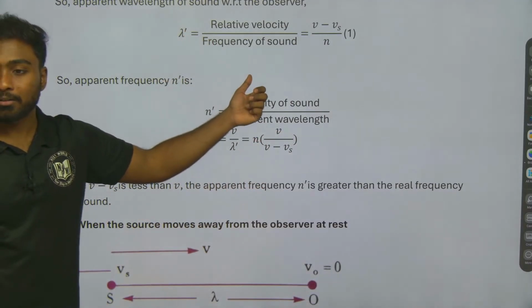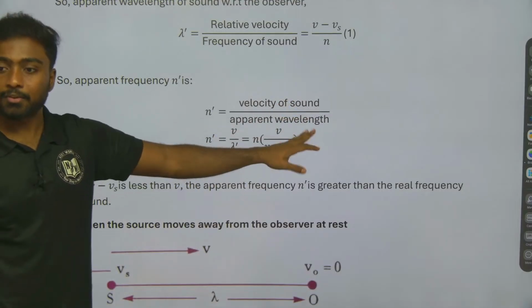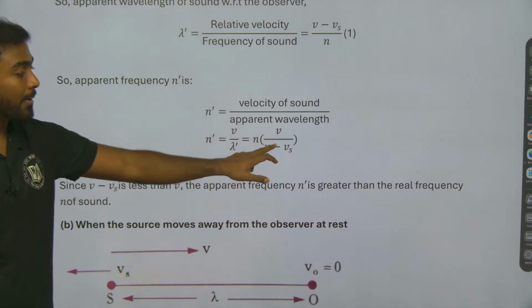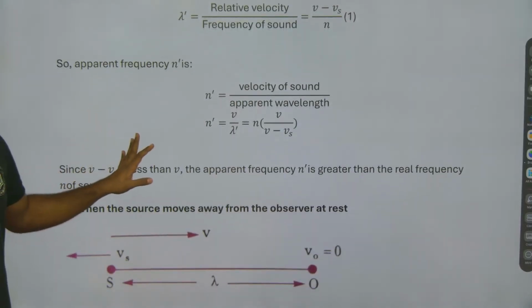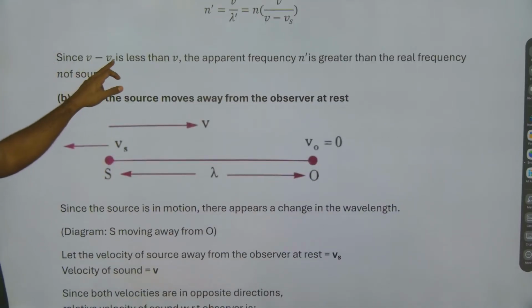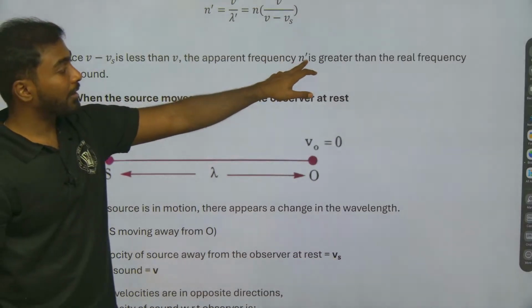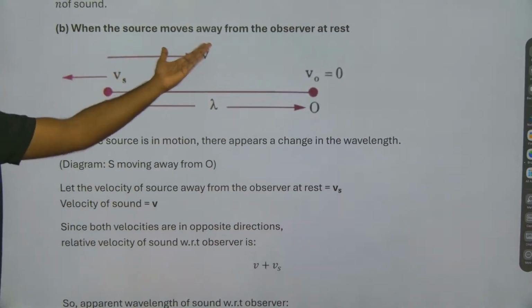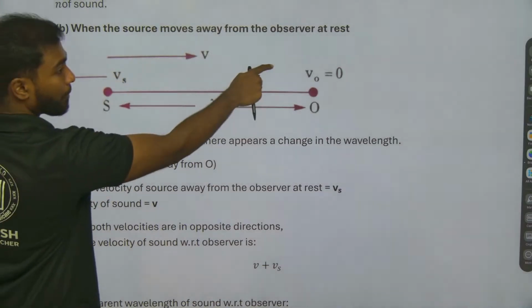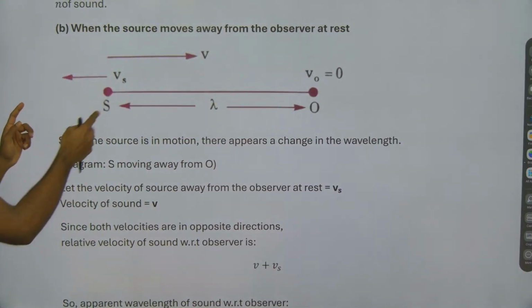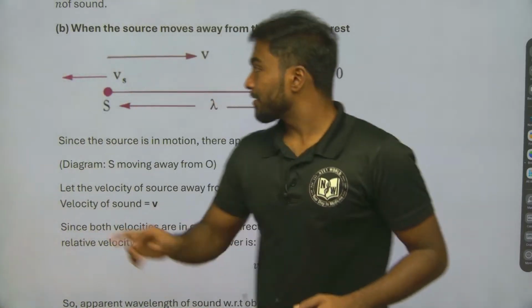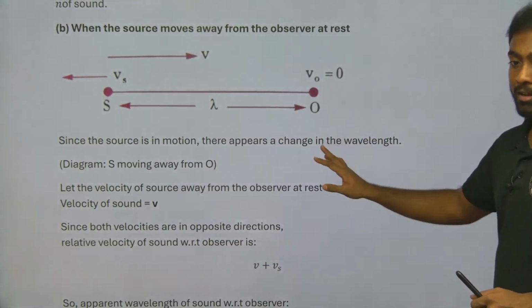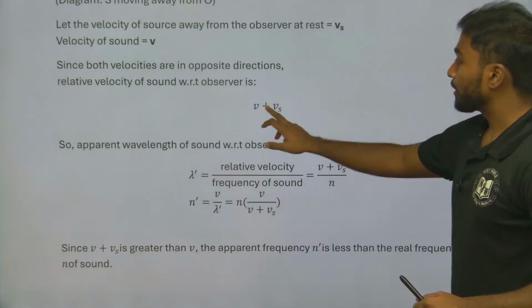In the previous case it was V plus or minus Vs by V into N, but here it is N into V by (V minus Vs), the apparent frequency. Since V minus Vs is less than V, the apparent frequency N dash is greater than the real frequency. Now when the source moves away from the observer, V is in the positive direction and Vs in the negative direction, so both are in opposite directions, one positive, one negative. So the relative velocity will be V plus Vs.